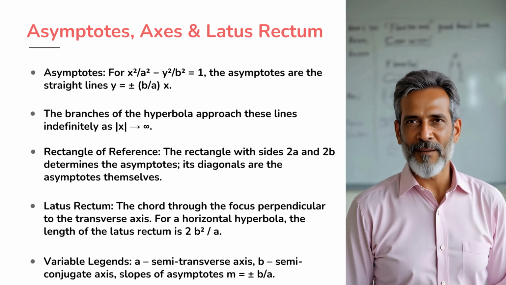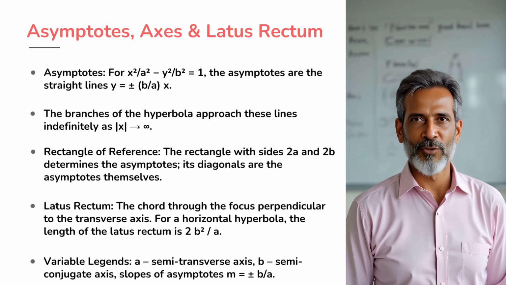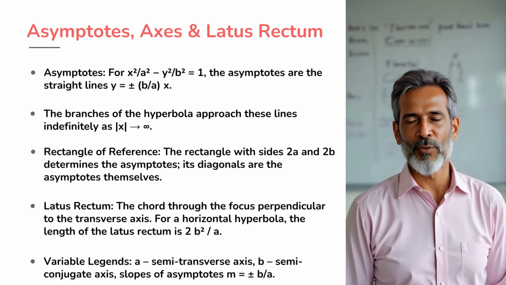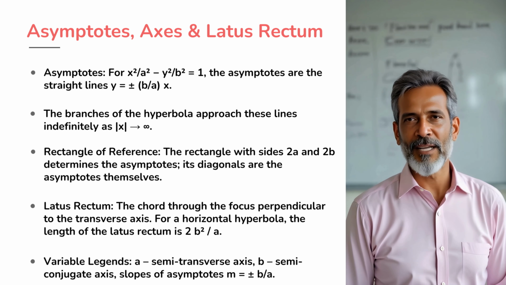Latus rectum. That's the chord through the focus and perpendicular to the transverse axis. Its length is given by 2b squared by a. So if you know a and b, you can find almost every other property: c, eccentricity, asymptotes, and even the latus rectum length.